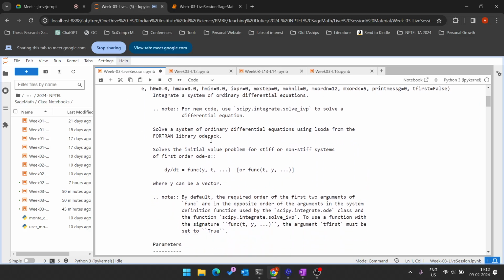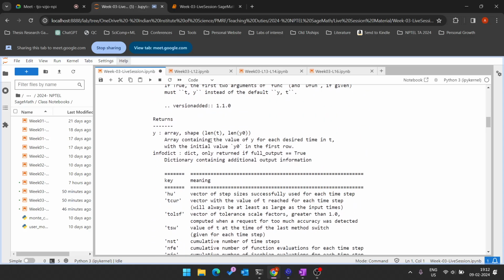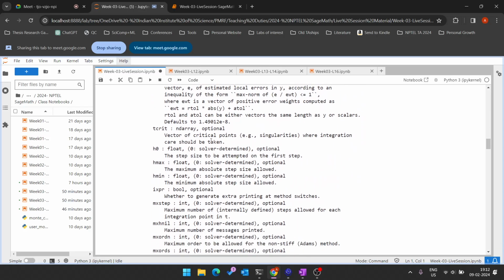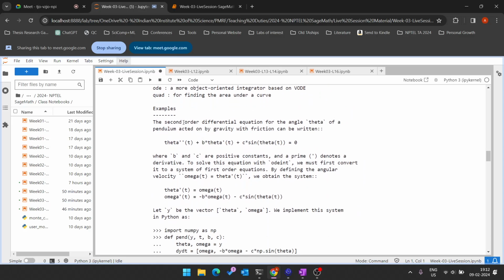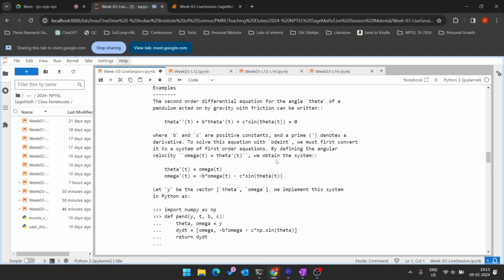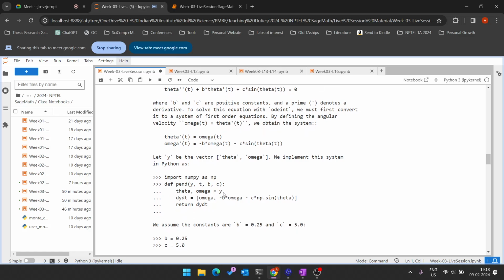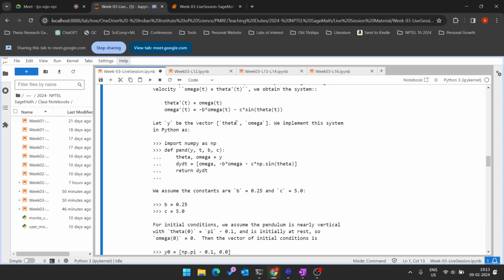This is like a simple step in between. I'm just calling it because in one of the examples, sometimes you might find useful things. Here in the example itself, they are trying to solve a second order ODE of the form theta double dash plus b theta dash plus c sine of theta equal to 0. And then they are doing the same thing whereby they are rearranging their variable to be y equaling theta and omega being the first derivative of theta. And then calculating dy by dt as omega and the second term coming from our second order ODE.